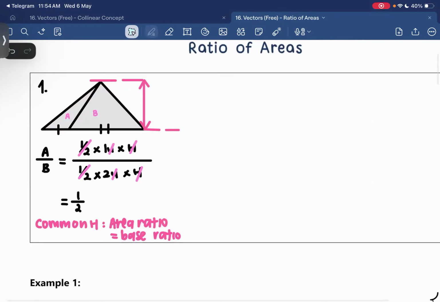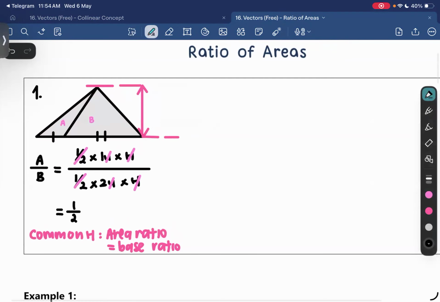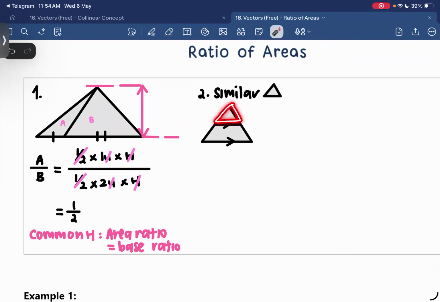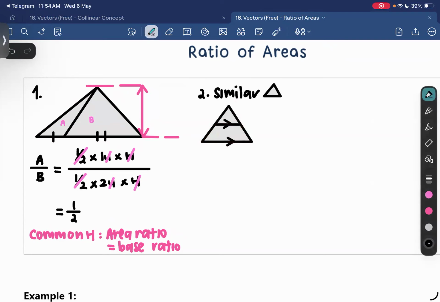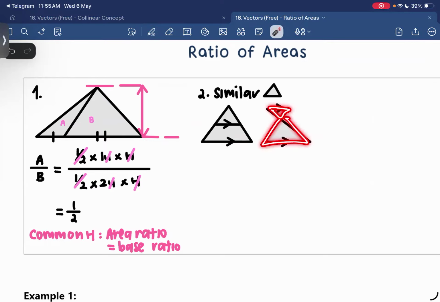Okay, now the second one. Second one, you all learned in Sec 3. You all learned this before. This one, you got to recognize your similar triangles. So common shapes to recognize. Number one, this one here, like that and like that. You have parallel lines, so this triangle is similar to the big triangle. What's another common similar triangle looking figure in your vectors? It looks like that. So this triangle is similar to this triangle.